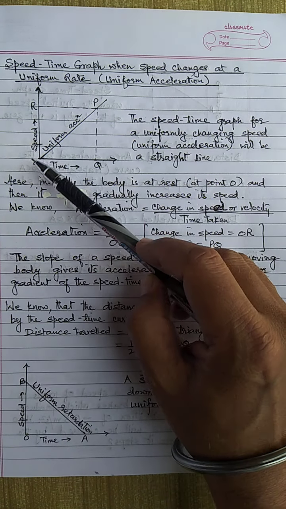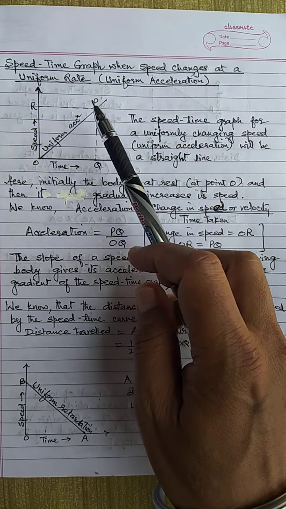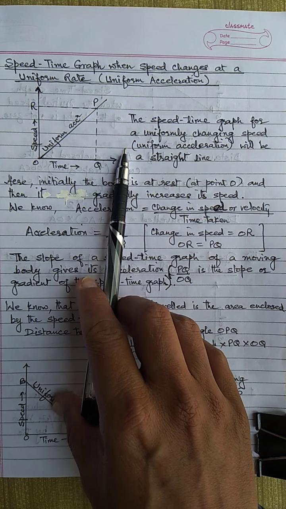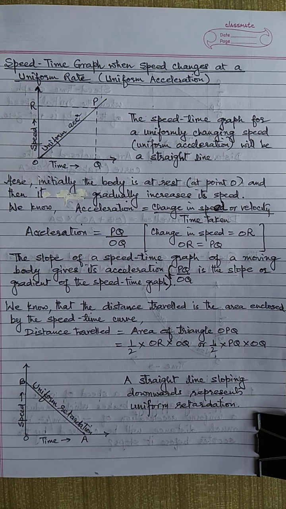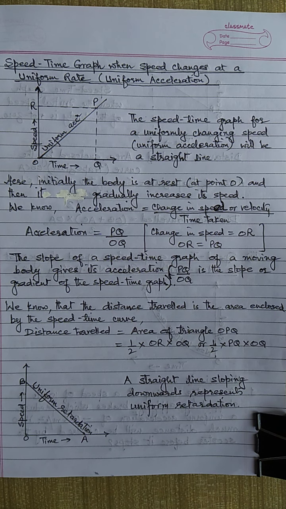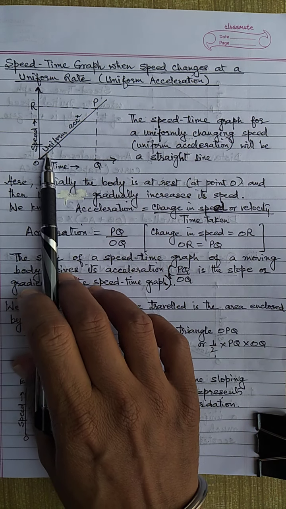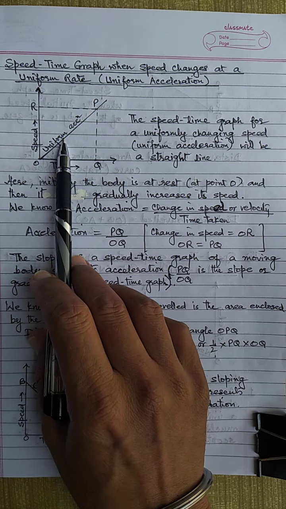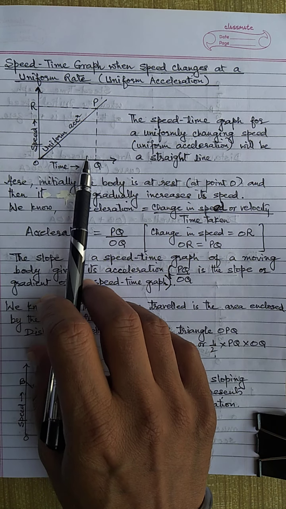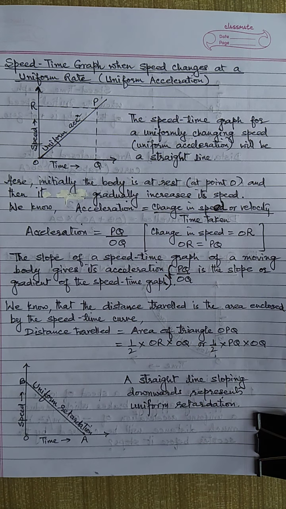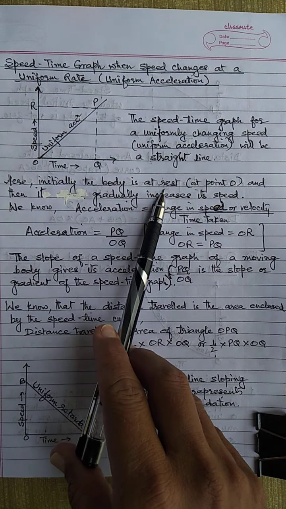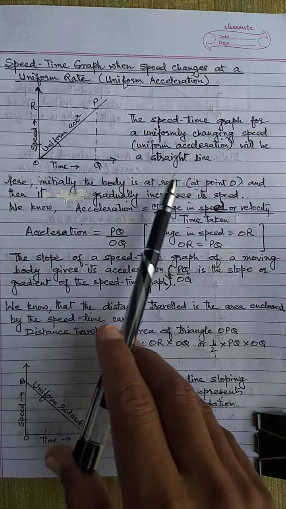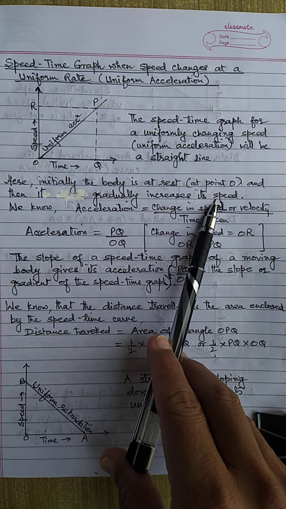That means the speed is increasing. I have told you what uniform acceleration is in the last class. A body has a uniform acceleration if it travels in a straight line and its velocity increases by equal amounts in equal intervals of time. So it is increasing by equal amounts as time increases in equal amounts. Now here, initially the body was at rest, that is at point O, and then it gradually increases its speed.